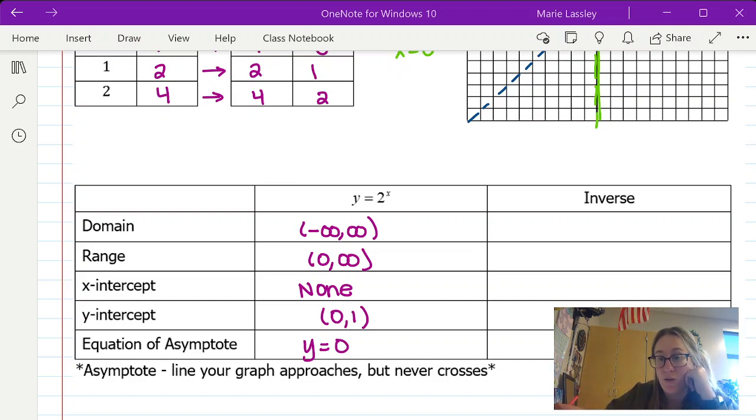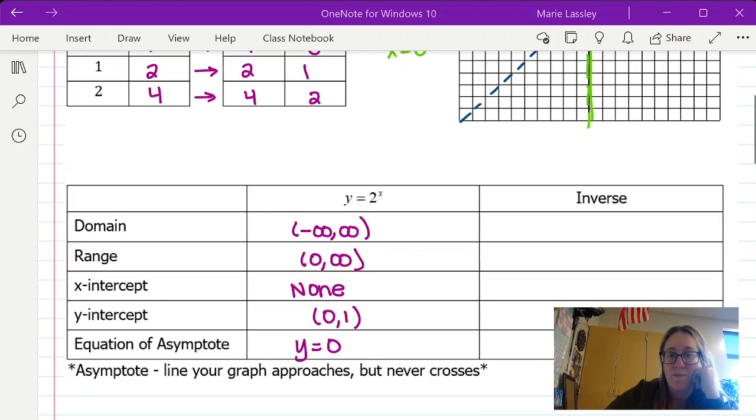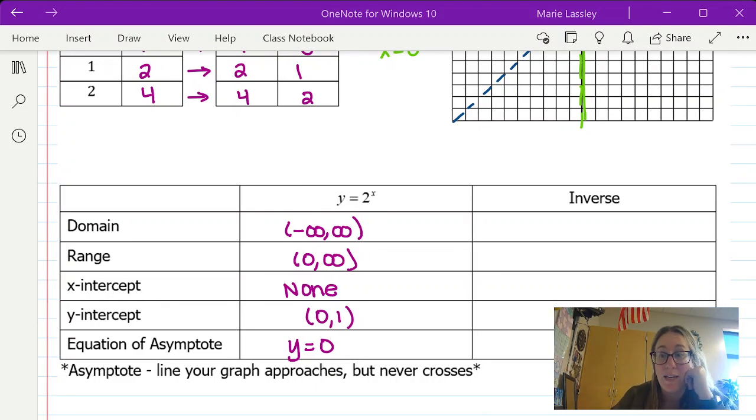Now again, if you are confused on any of those values, please go and see our video on the exponential function. Now what we want to do is figure out our inverse information. Remember, inverse means doing the opposite. We're swapping our x and y values.